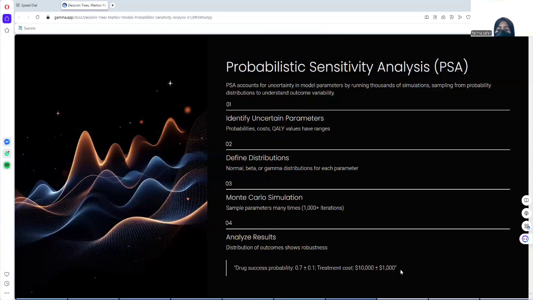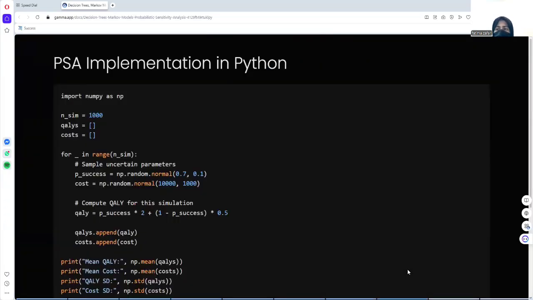For example, at the end you will see drug success probability 0.7 plus minus 0.1 and treatment cost is $10,000 plus minus $1,000. Now we also have the implementation of PSA. We import the libraries, initialize the lists and variables, then apply the range, and then we sample the uncertain parameters in these lines. After that we compute the QALY for this simulation, and at the end we append them into our lists that are first of all empty, and we print them.